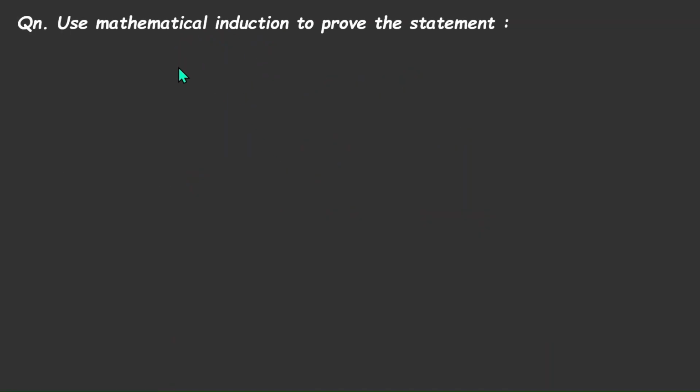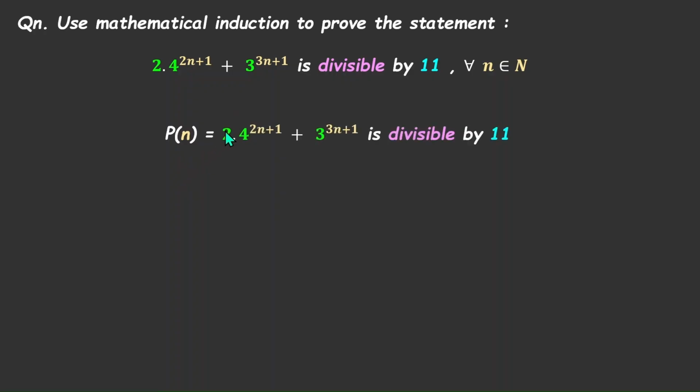So the second question we have with us is, using mathematical induction, we have to prove that 2 into 4 raised to power 2n plus 1 plus 3 raised to power 3n plus 1 is divisible by 11 for all n belonging to natural. So we'll use the same approach. First, we'll construct the statement. So we'll write it as p of n is equal to 2 into 4 raised to power 2n plus 1 plus 3 raised to 3n plus 1 is divisible by 11. And now we'll start our mathematical induction.